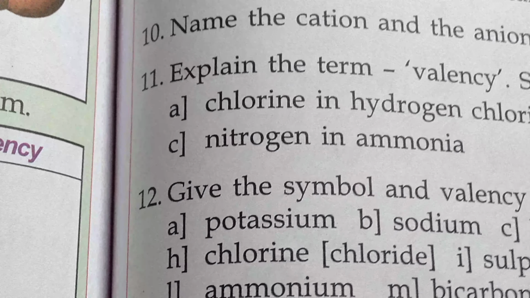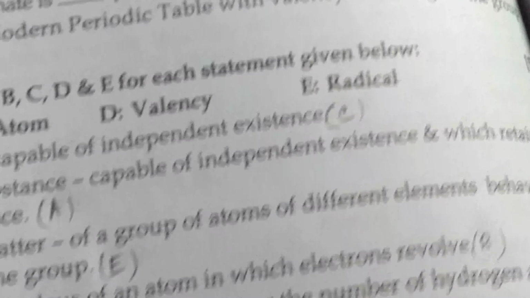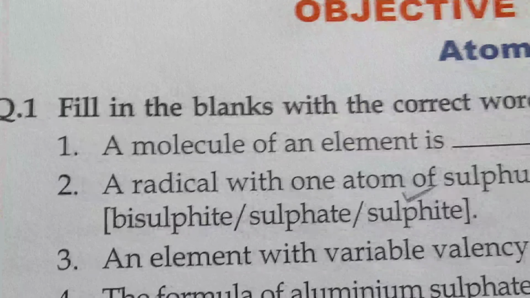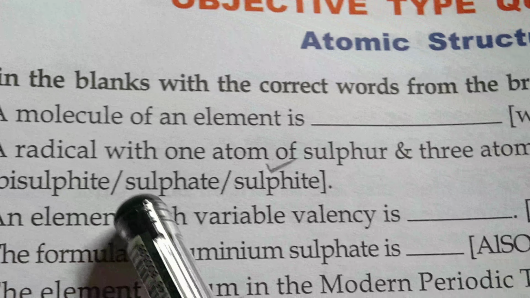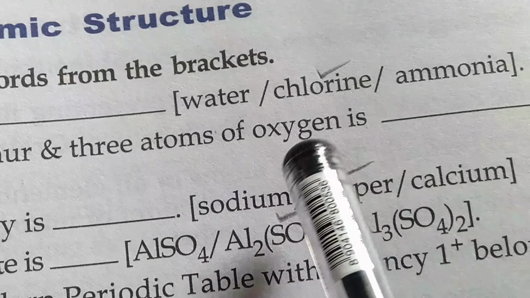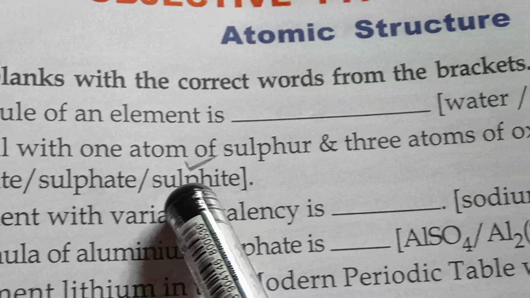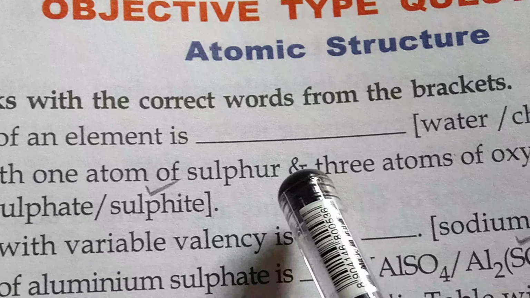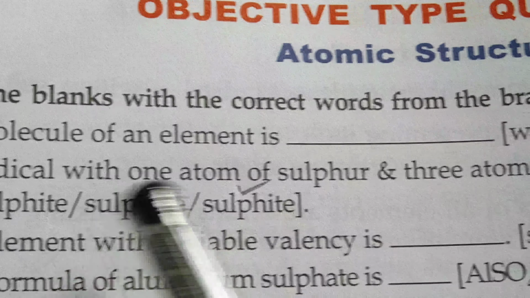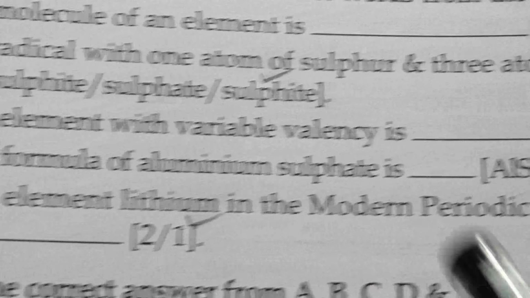Next, let's start the objective type of questions. Fill in the blanks with correct words from the brackets. A molecule of an element is only chlorine. A radical with 1 atom of sulfur and 3 atoms of oxygen is sulfite. So what will be the symbol? SO3. That is sulfite. If it is SO4, then it will be called sulfate. An element with variable valency is copper.